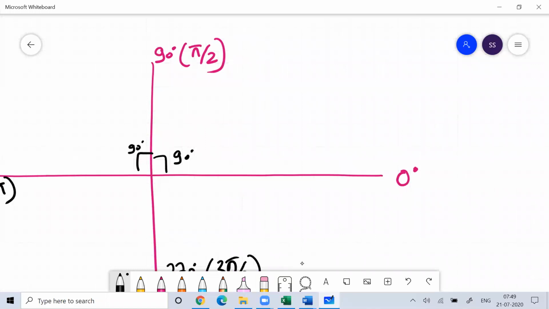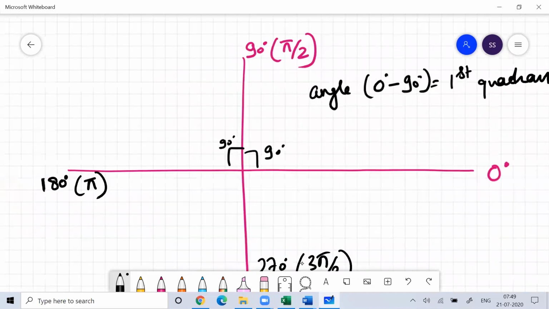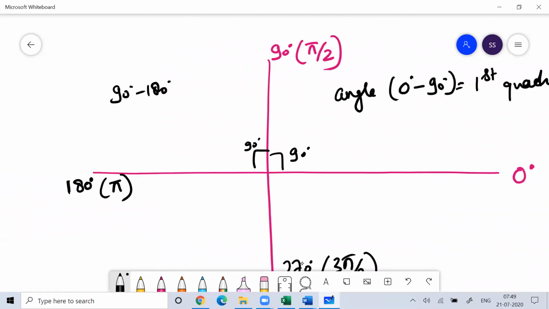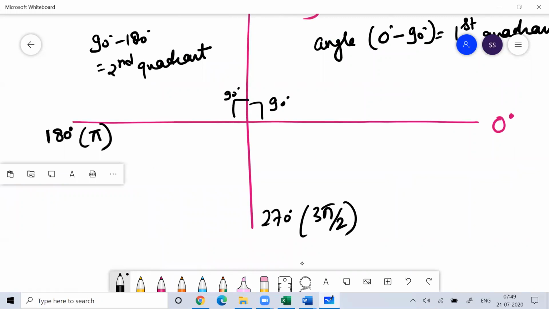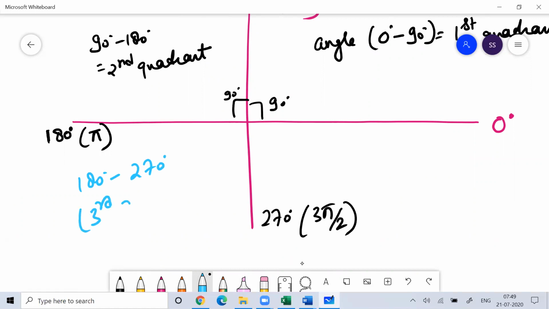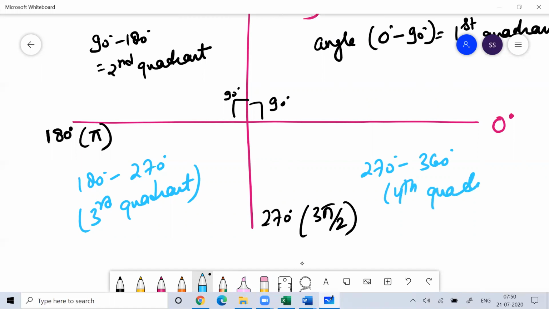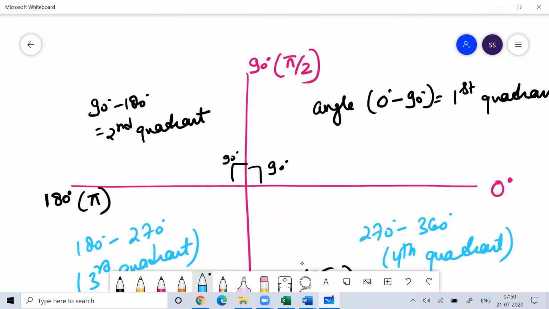Any angle which is between 0 to 90 degree will lie in the first quadrant, while any angle between 90 to 180 degree will lie in the second quadrant, while any angle between 180 degree to 270 degree will lie in the third quadrant, while any angle between 270 to 360 degree will lie in the fourth quadrant.